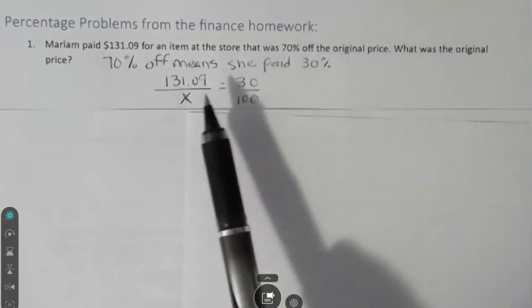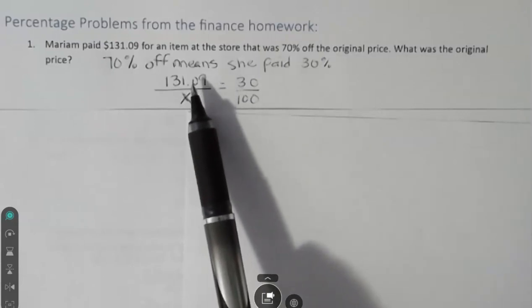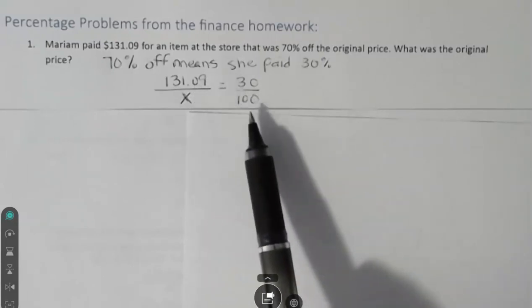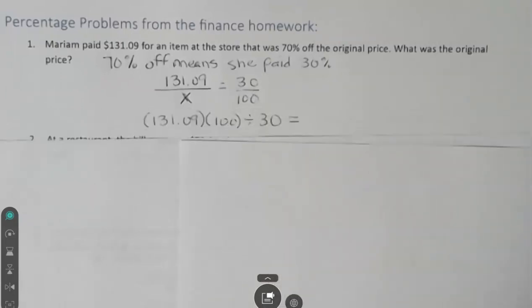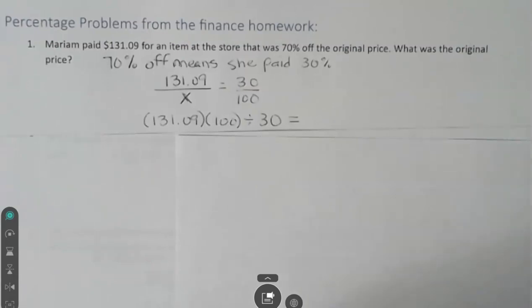To solve this, you're just going to multiply diagonally, 131.09 times 100, and then divide by the other number, which is 30. So it would look like this: 131.09 times 100 divided by 30. Why are we multiplying by 100? Because when we have percentages, we're always based on 100.